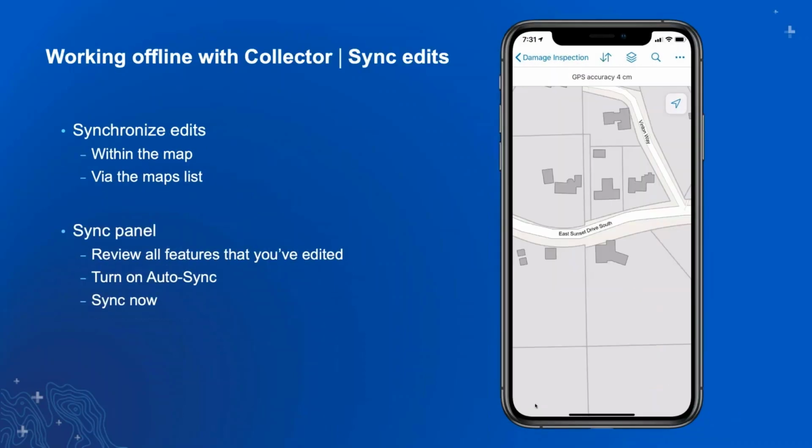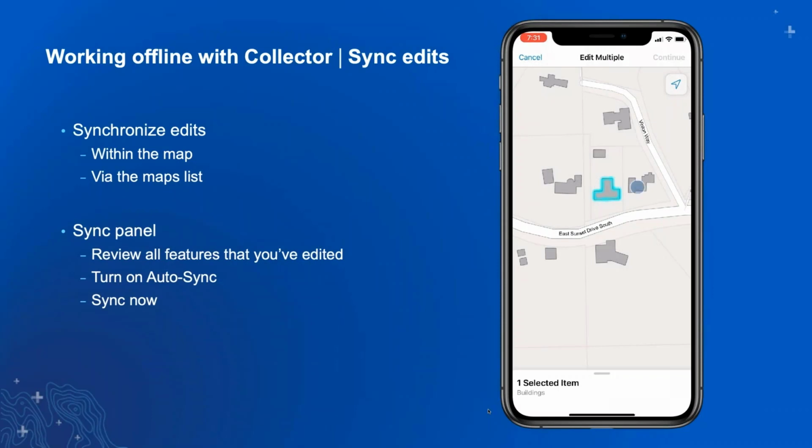All right, syncing edits. So obviously when we're working offline, we need to get those edits back to others in the organization, back to ArcGIS Online, for example. And we need to be able to get that information back down if other changes have happened in our area. So in this case, we've made some number of improvements. You used to have to go to the maps list to sync your data, but now you can sync those edits directly within the map.